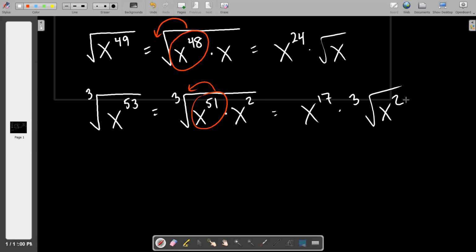If you ever find yourself with your leftovers having an exponent that's as big as or bigger than the index, you've done something wrong, because that means there's more 3 packs or 4 packs that you can pull out. Okay.